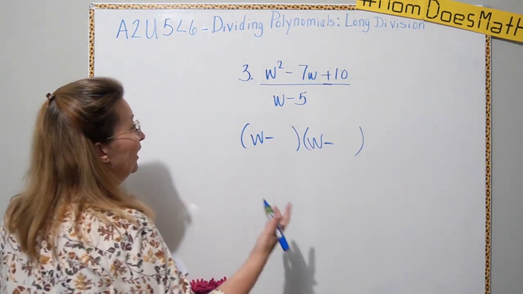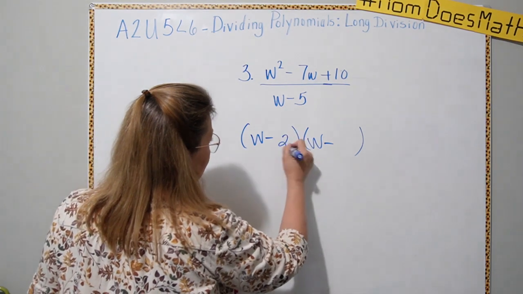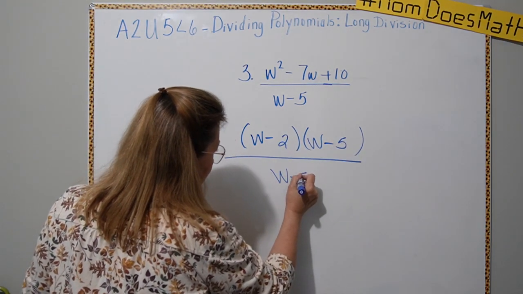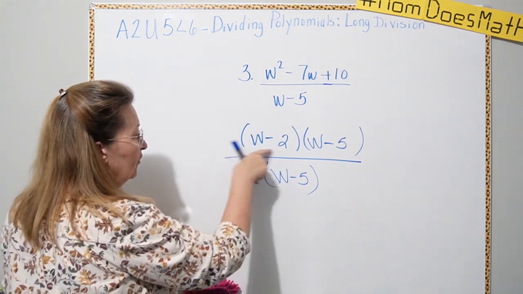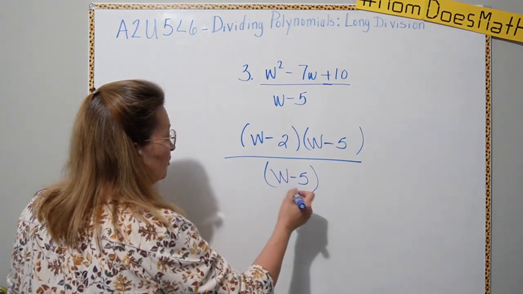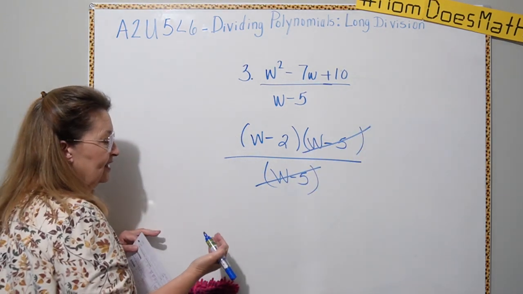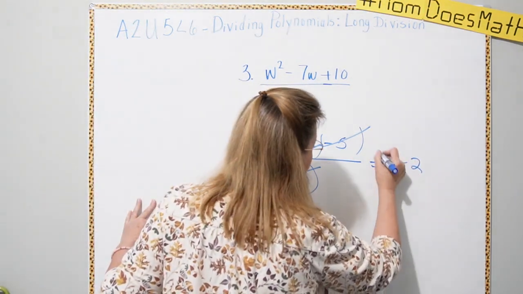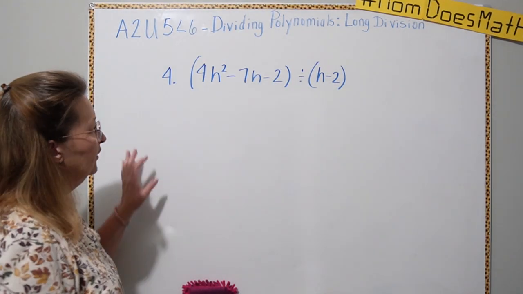So now I need a pair of numbers that will multiply to give you 10, but add up to give you 7, 2 and 5. And we're going to put that over w minus 5. Now, factors cancel. This whole thing is a factor. This is a factor. This is a factor. So what I can do here is those two whole things can cancel, and now my final answer, I'm just left with w minus 2. Okay, let's look at number 4.